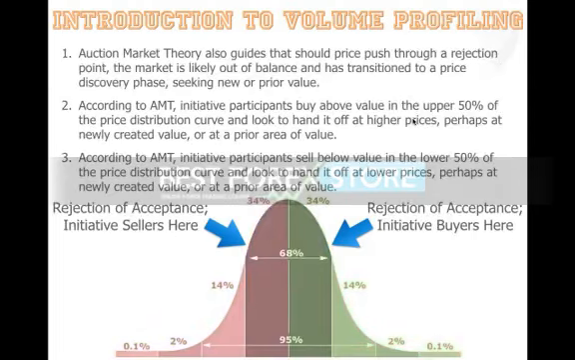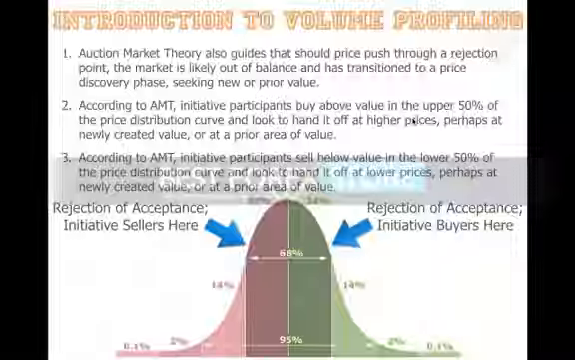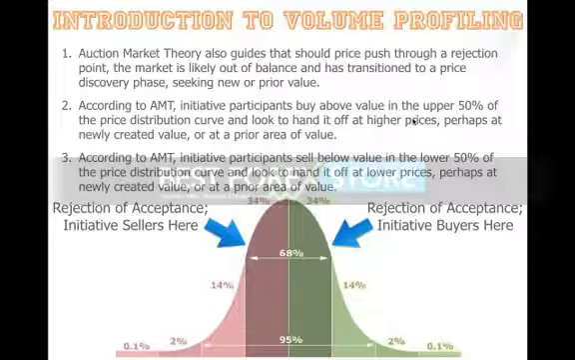Auction market theory also guides that should price push through a rejection point, the market is likely out of balance and has transitioned to a price discovery phase, likely seeking new or prior value. So in this case, we would switch to an initiative role in the auction. And according to auction market theory, if we were initiative buyers, that would require us to buy above value in the upper 50% of the price distribution curve.